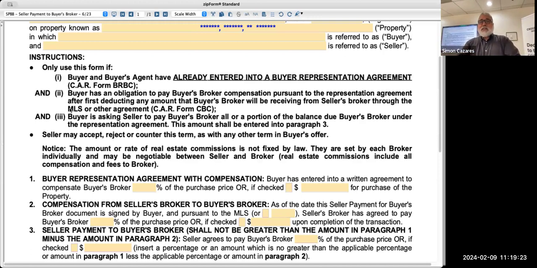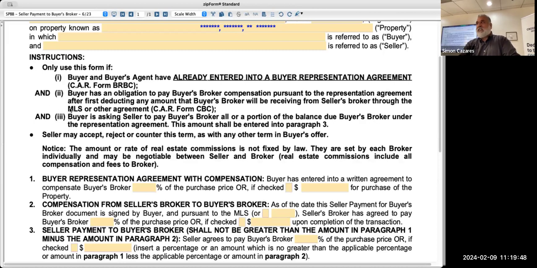Seller may accept, reject, or counter this term. Holy moly, it's a negotiating tool now. And this is, again, one of those very unique situations where you've got to be very clear and concise in your position and how you present this to the buyer.